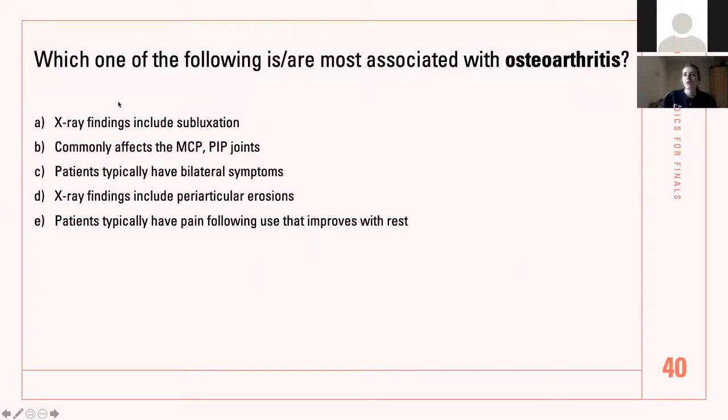And again, which of the following is most associated with osteoarthritis? X-ray findings including subluxation, which is a partial or full dislocation of the joint, commonly affecting the MCP or PIP joints, typically having bilateral symptoms, X-ray findings including periarticular erosions, and patients typically having pain following the use that improves with rest.